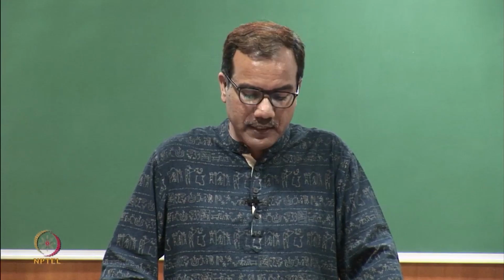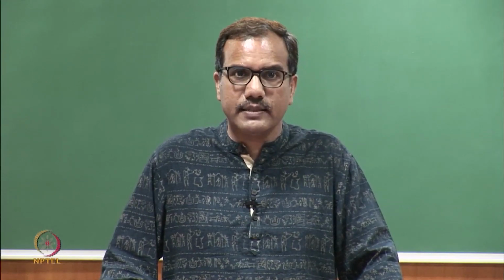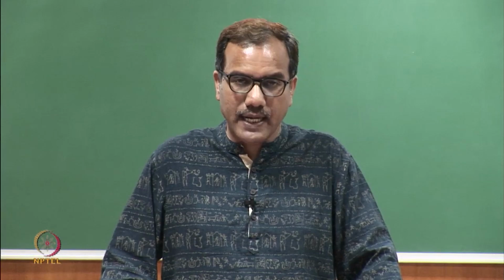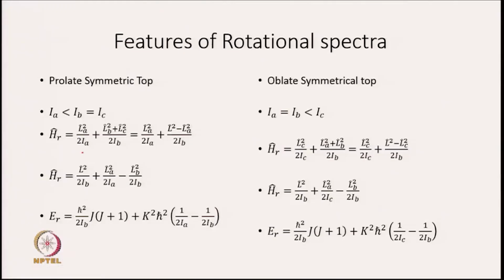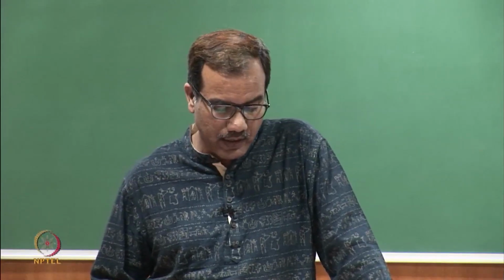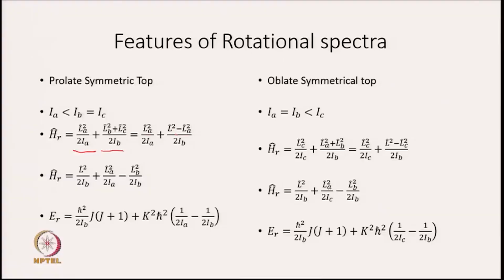For a prolate symmetric top, Ia is less than Ib and Ic, and Ib and Ic are equal. So the Hamiltonian can be written like this: operator La square divided by 2Ia, and then Lb square plus Lc square divided by 2Ib. Here the moment of inertia along the B axis and C axis is equal, and this can be written as L square minus La square.